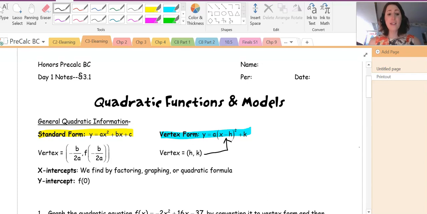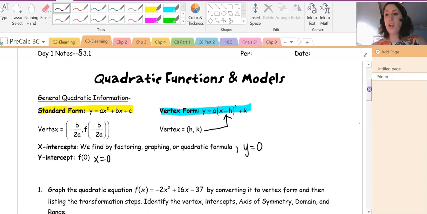To find our x-intercept, we can find that by factoring, graphing, or quadratic formula, and really just remember an x-intercept is where y equals 0. And our y-intercept is just f of 0, which is where x equals 0. And we were doing that in our last chapter as well.